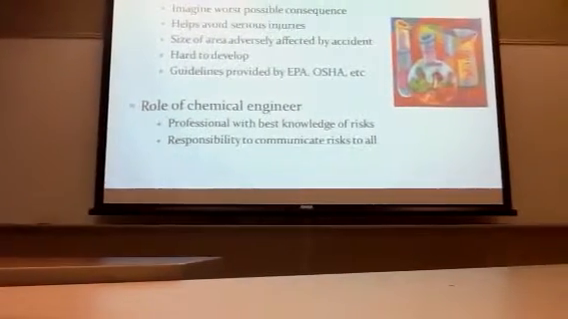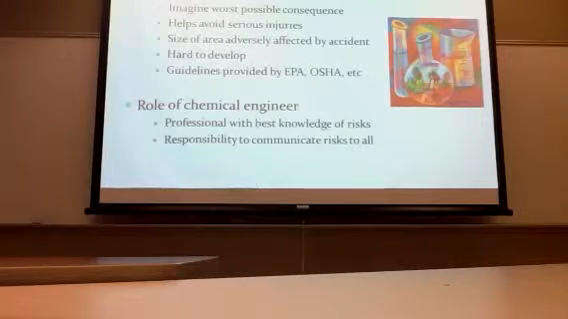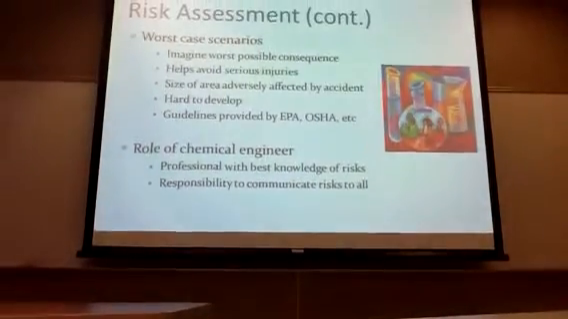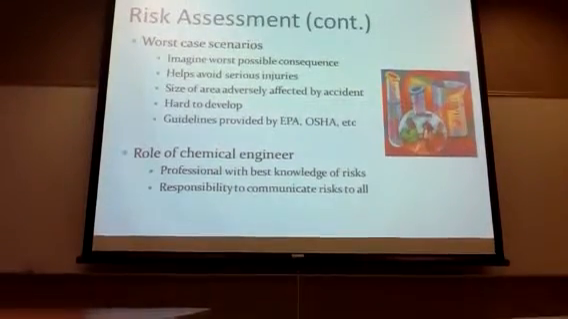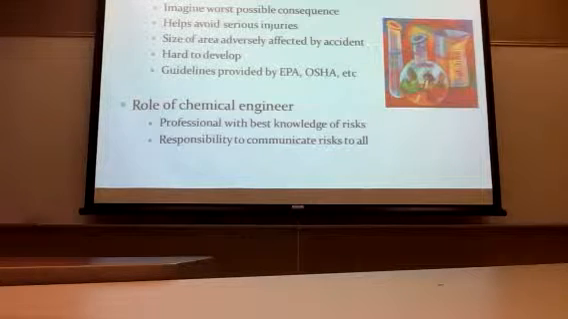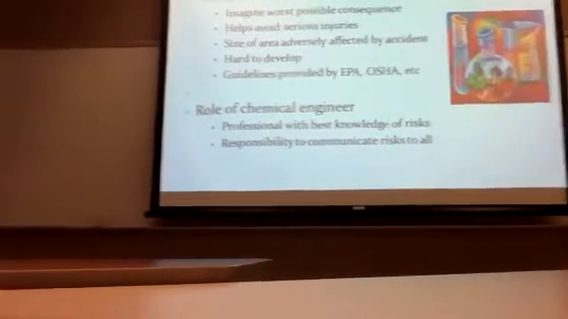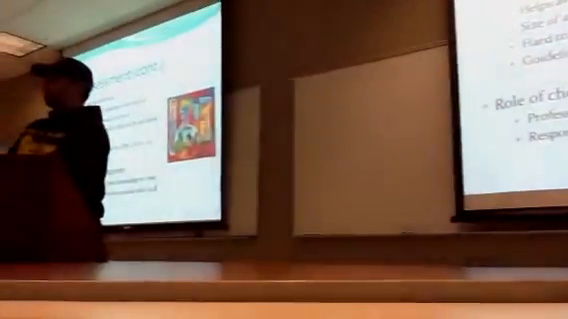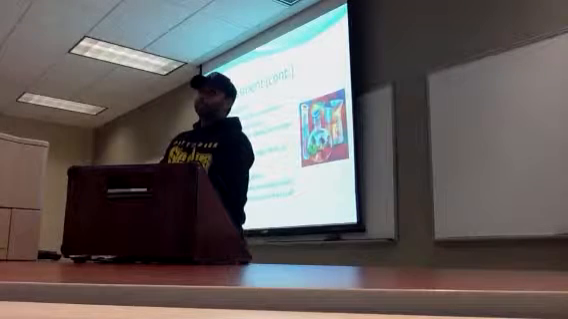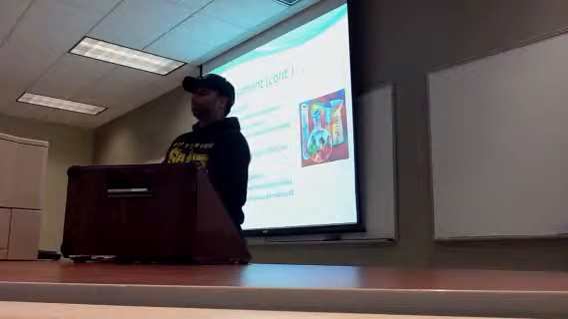Moving on to the other part of risk assessment is where you have to do worst case scenarios, and this is where you imagine the worst possible consequence. And this is used to help avoid serious injuries. And also the size of the area affected by an accident should be covered way before it happens. And this is somewhat hard to develop because you have to figure out when you're being random and when you're actually sticking with something that could happen.